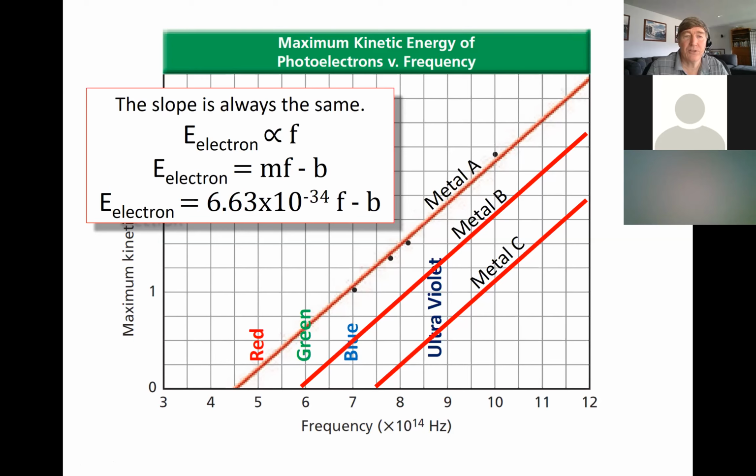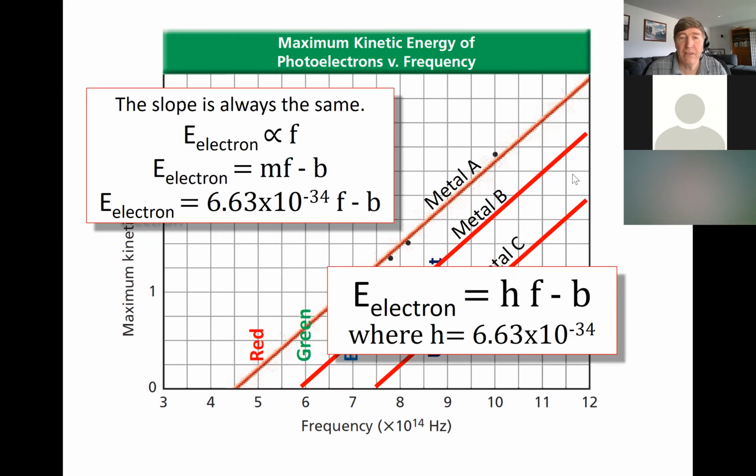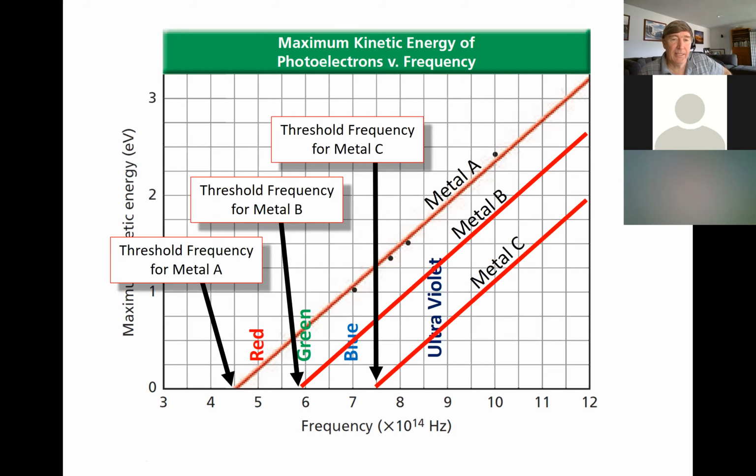Because it's such an important number, we're going to give it its own letter. We're going to call it H. So the energy of the electron is going to equal Planck's constant times the frequency of the incoming light minus some offset, and that offset changes depending on the metal. So this is where Planck's constant comes from. Now let's talk about that offset.